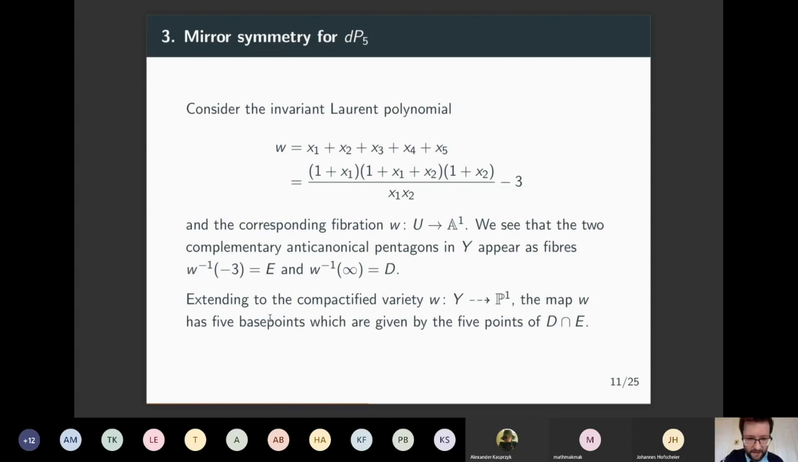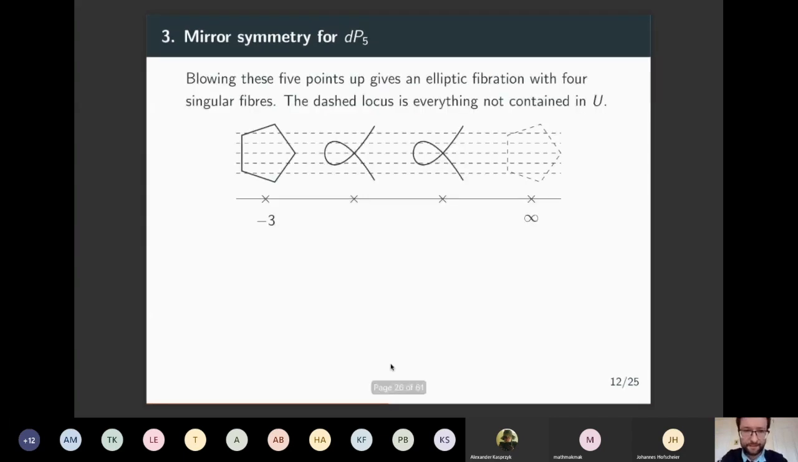But of course, this map has 5 base points, which is exactly the intersection of these two divisors, D and E. But if I blow these 5 points up, then I get an elliptic fibration that looks a bit like this. So it has exactly 4 singular fibers. It's a very well known example of an elliptic fibration with exactly 4 singular fibers. Over -3, I have the pentagon E, and over infinity, I have the pentagon D, and I have these 2 other nodal fibers that appear, and you have to do a calculation to work out where, but you can do that very explicitly. And so everything in this picture that wasn't contained in my original surface U is dashed. So that is the fiber at infinity and the 5 sections that I get here from resolving the base locus.